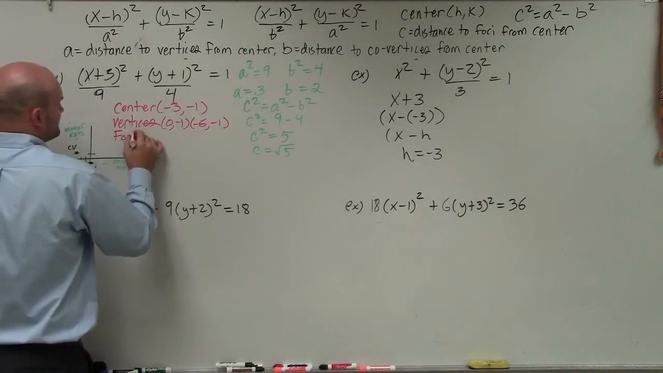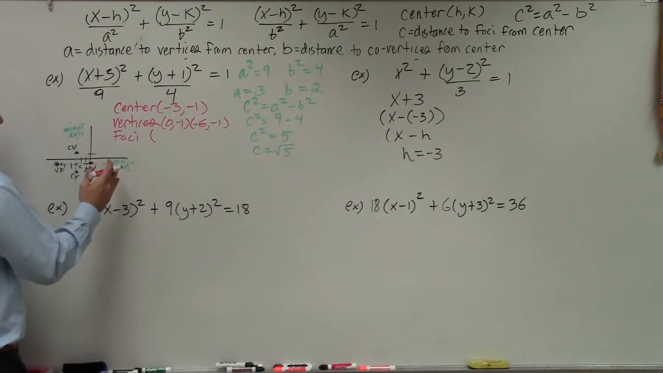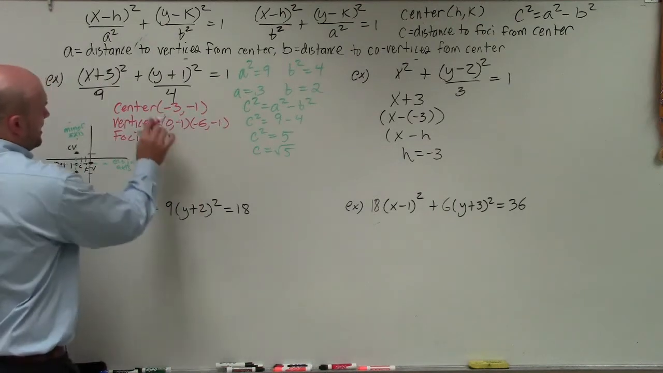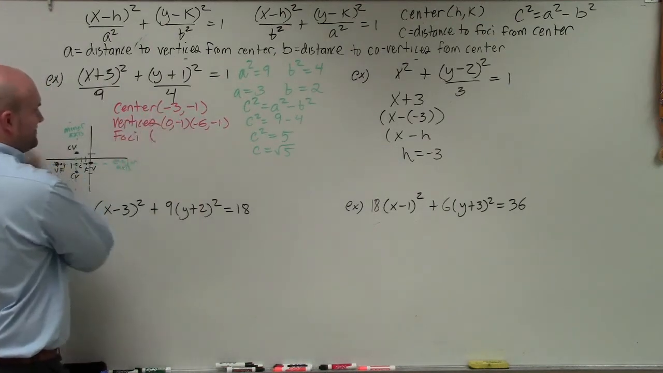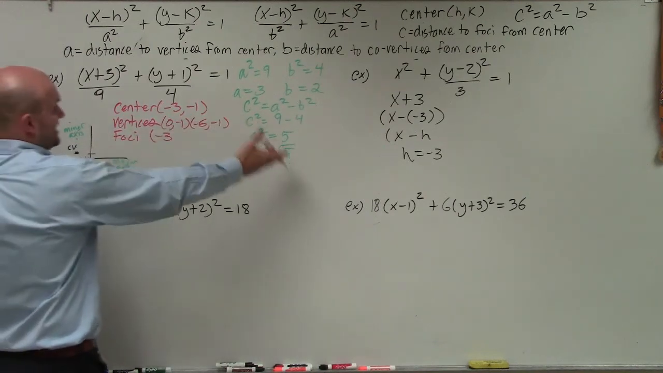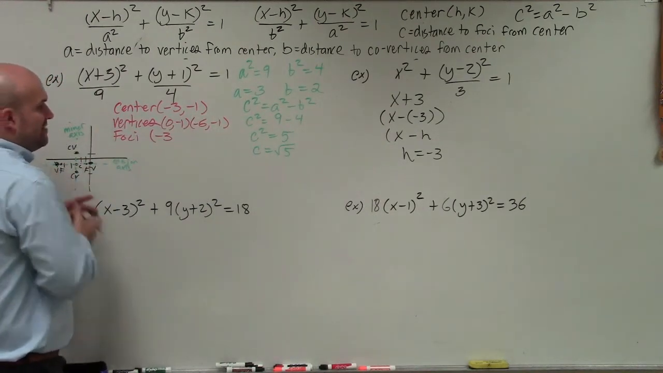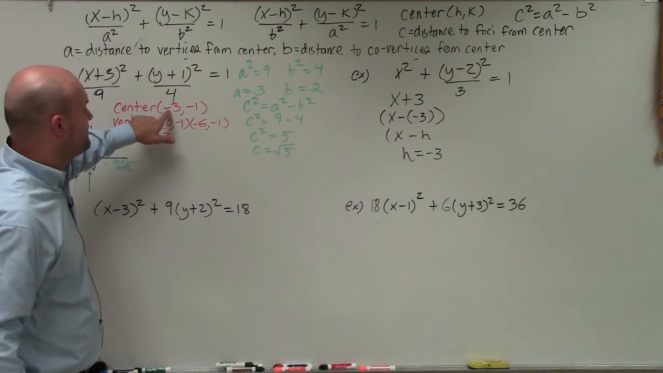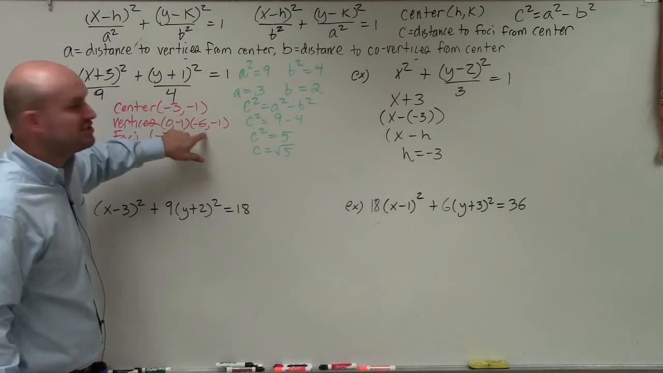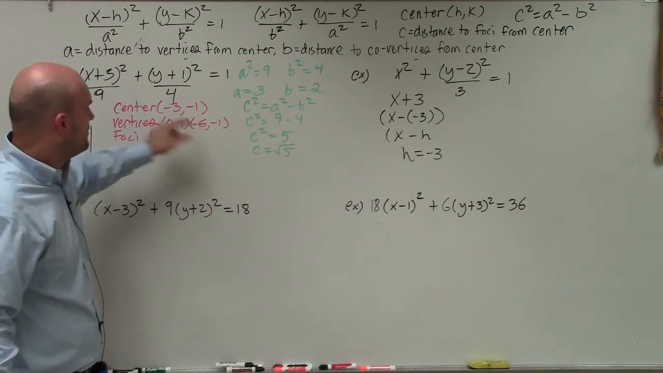My foci are along that same axis. Now, here's where it gets a little difficult, because we know that my vertices are going left and right from negative 3. So from negative 3, I'm going to add square root of 5, and I'm going to subtract square root of 5. Well, that's what I basically did here. From negative 3, I added 3, which gave me 0. And from negative 3, I subtracted 3, which gave me negative 6, right? So that was easy to do.